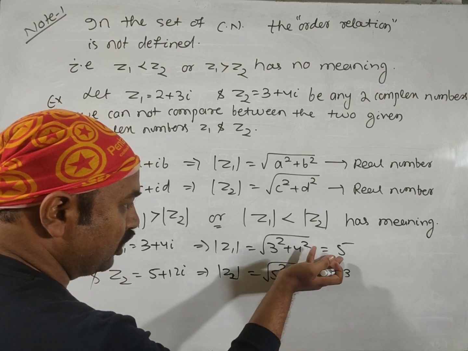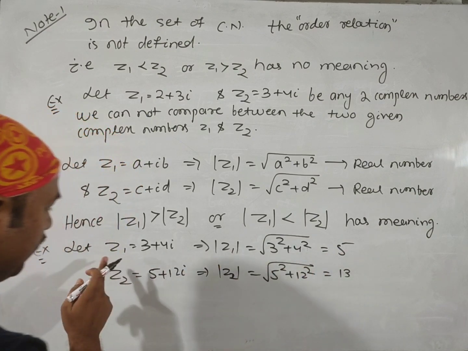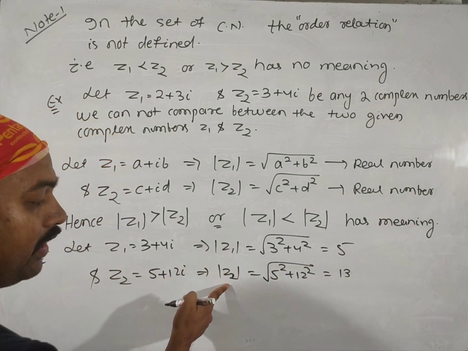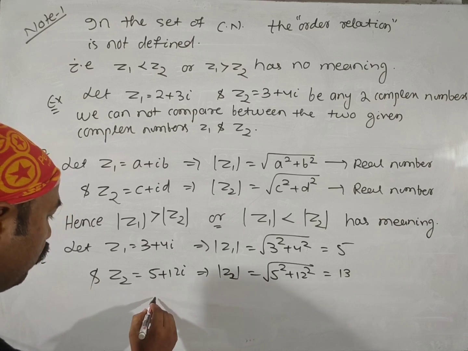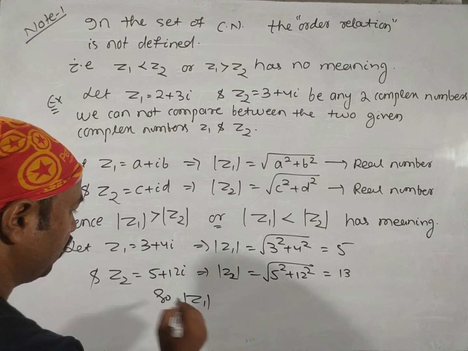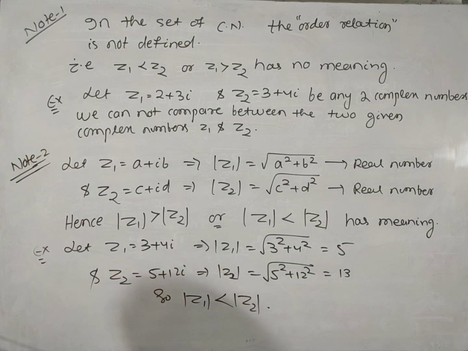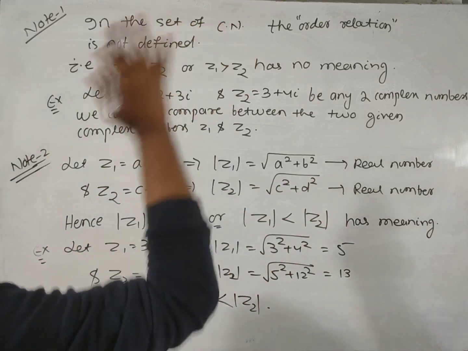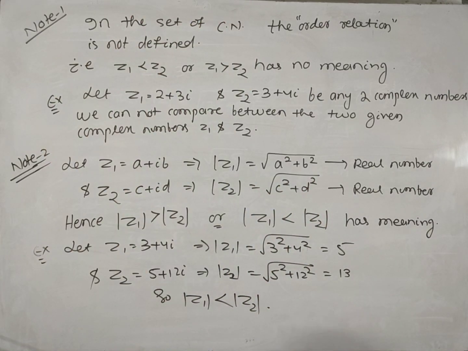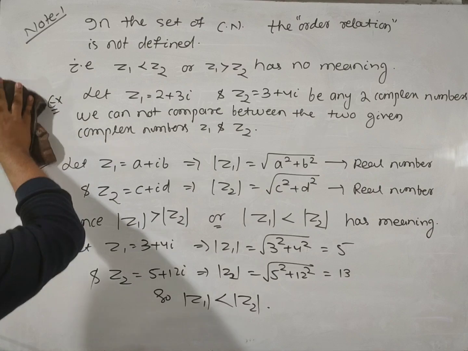So you can compare these two values. 5 is less than 13. That means the modulus of z1 is less than the modulus of z2. So the modulus of z1 is less than the modulus of z2, and there is a relation between them in the case of modulus, but there is no meaning in the case of order relation. Then let us go through the properties of the modulus of a complex number.